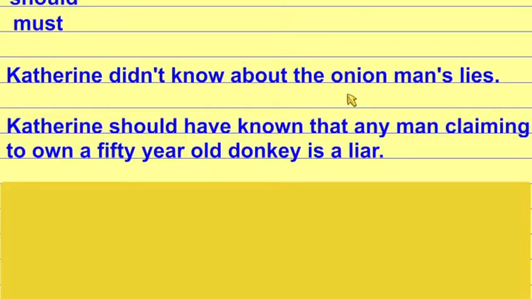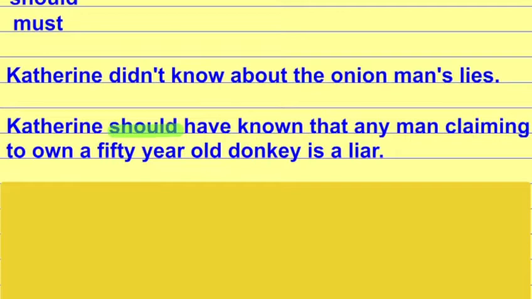Catherine didn't know about the Onion Man's lies, but this degree of possibility here, by putting the should in, she should have known, makes Catherine seem silly. And it will help to sort of rile up the people reading the paper, reading the report, to hold the same opinion that the reporter does. So that should used there. We can highlight that one just to show that we've used it. So Catherine should have known that any man claiming to own a 50-year-old donkey is a liar.